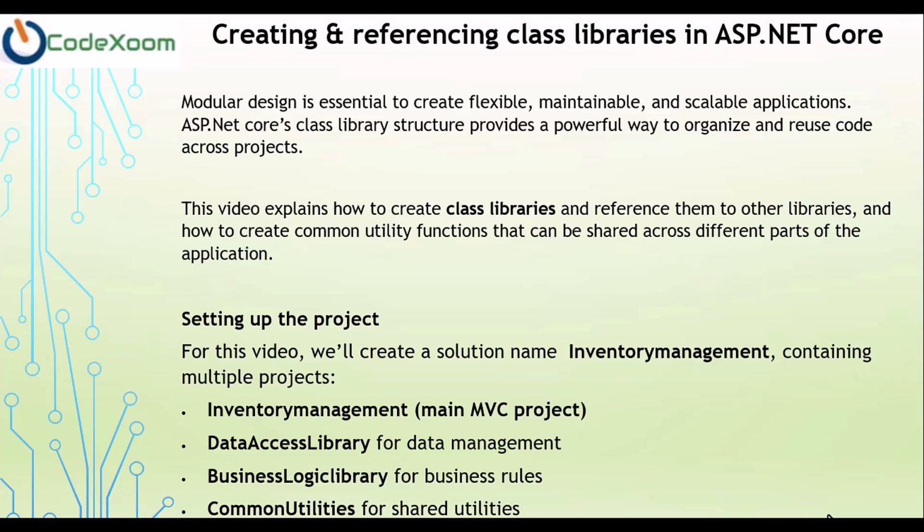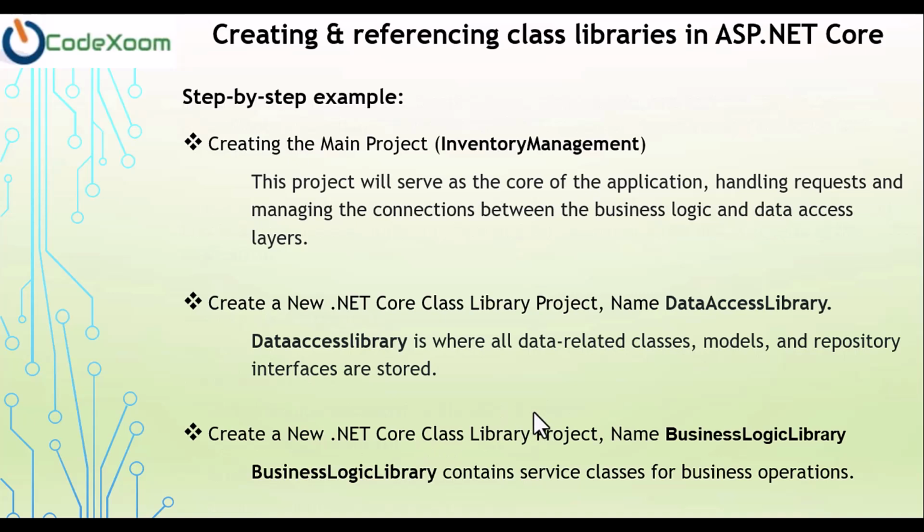Let's look at the steps we are going to do in this video. In our first step, we will create the main project, Inventory Management. This project will serve as the core of the application, handling requests and managing the connections between the business logic and the data access layers. Then we will create a class library named Data Access Library. This Data Access Library will contain data-related classes, models, and repository interfaces.